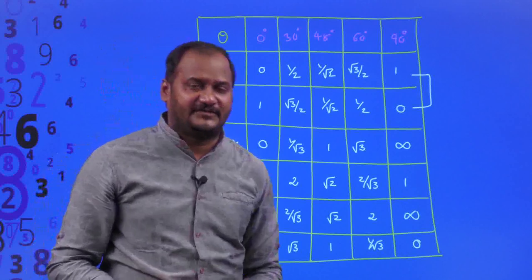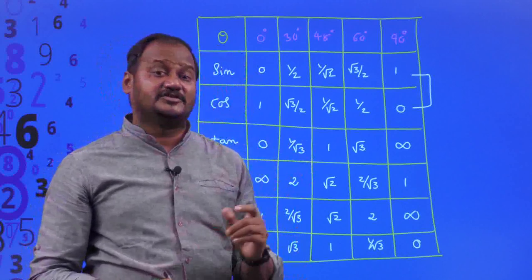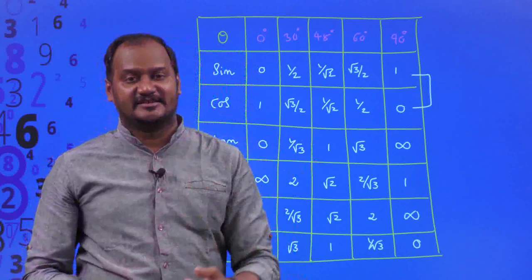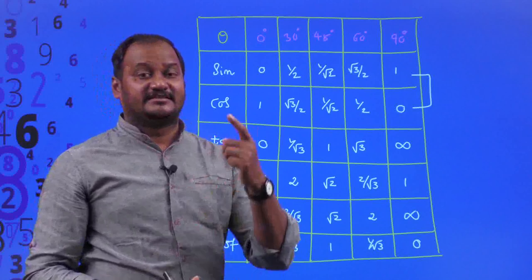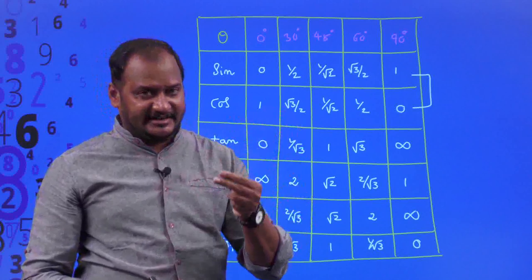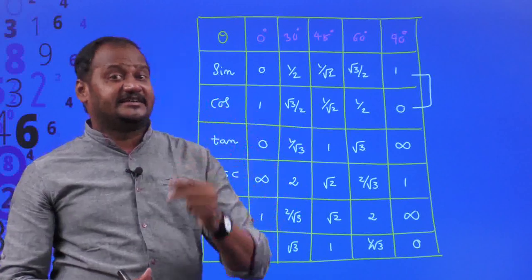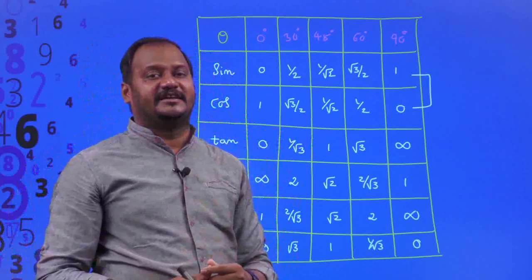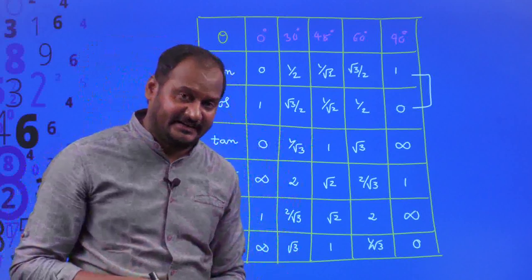For example, if I say 0 degrees is one of the angles, what is complementary to 0 degrees? 0 plus how much is equal to 90 degrees? 0 plus 90 is equal to 90 degrees. 30 degrees plus how much is equal to 90 degrees? 30 plus 60 is equal to 90 degrees. So, 0 degrees and 90 degrees are said to be complementary angles, and 30 degrees and 60 degrees are said to be complementary angles. And 45 plus how much equals 90? Obviously 45. So 45 degrees plus 45 degrees is equal to 90 degrees.